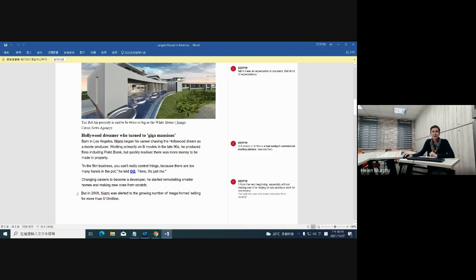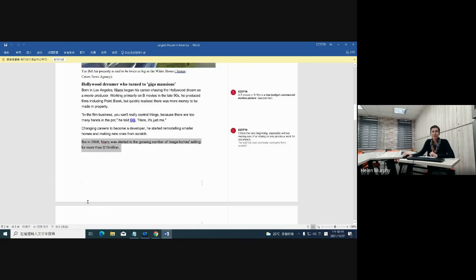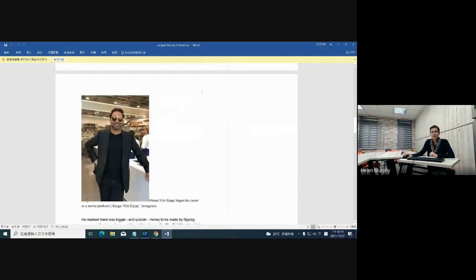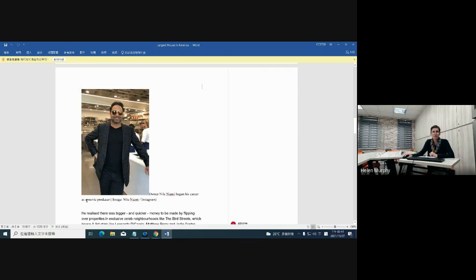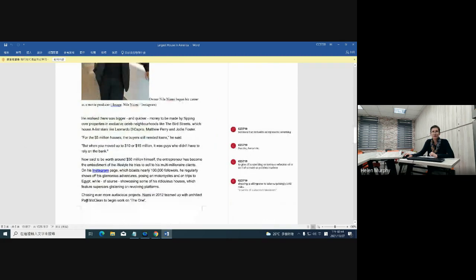Let's go on. But in 2008, Naomi was alerted to the growing number of mega homes selling for more than 10 million. Okay, and here's a picture of Mr. Naomi looking very much like a real estate developer and movie producer. Okay, so the next page reads, he realized there was bigger and quicker money to be made by flipping over properties in exclusive celeb neighborhoods.